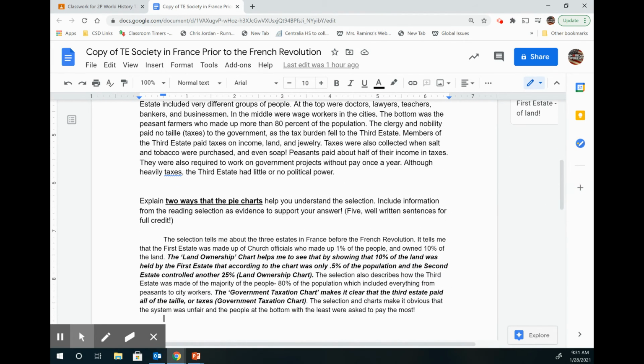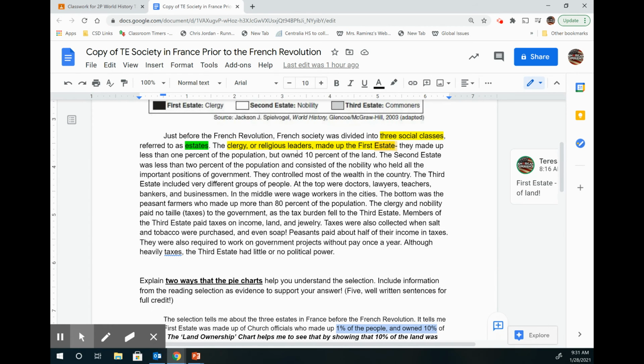So the selection tells me about the 3 estates in France before the French Revolution. It tells me that the first estate was made up of church officials who made up 1% of the people and owned 10% of the land. So that's straight from the text here. 1% of the population and 10% of the land. First estate.